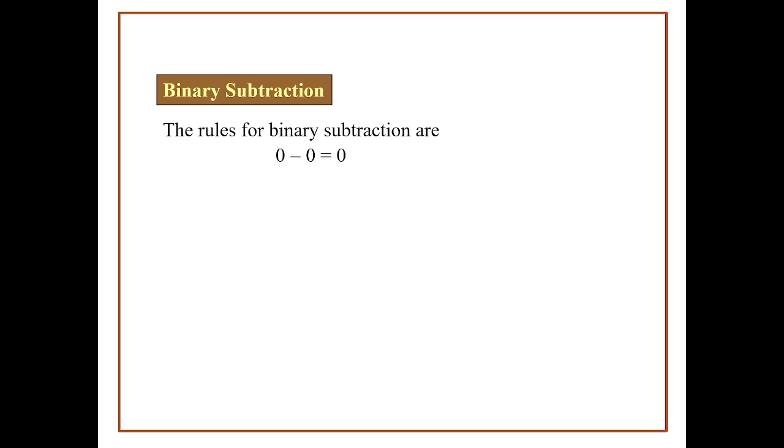Okay. Now the rules for binary subtraction are 0 minus 0 is 0. 1 minus 1 is 0. 1 minus 0 is equal to 1. 10 minus 1 equals 1, with a borrow of 1. Okay, the borrow is 1. Because 0 minus 1 cannot, so you borrow from this side and then you solve it. So you get 1 here.